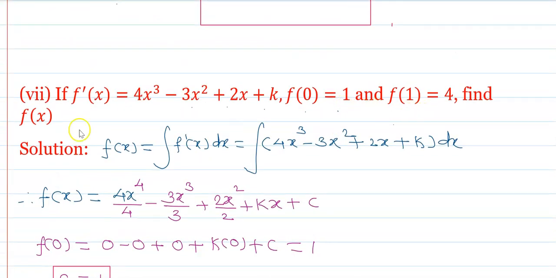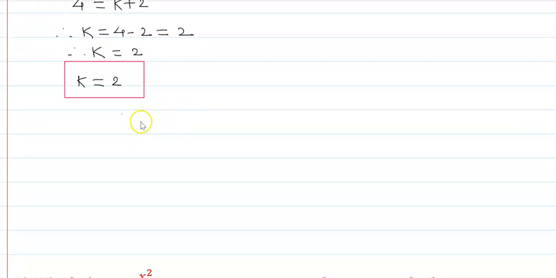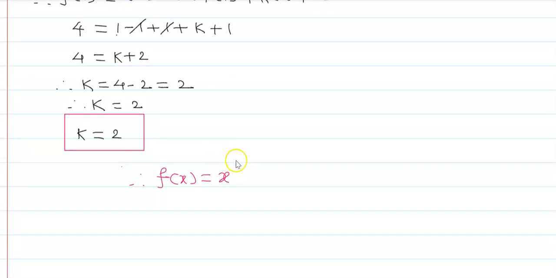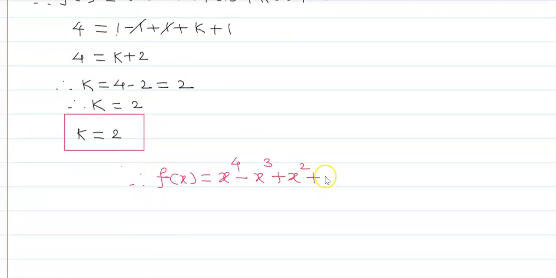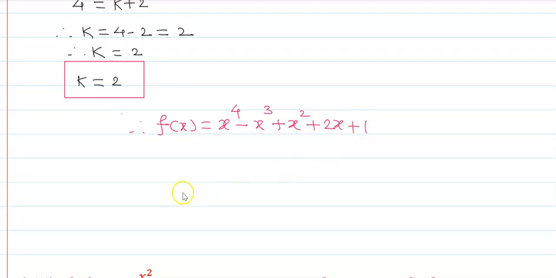Now we want to find out f of x. It means substitute the value of c, c is 1 and k is 2, in this equation. And therefore, f of x is equal to x raised to 4 minus x cube plus x square plus kx. The value of k is 2, that is 2x. Next, plus c means what? The value of c is 1. And therefore, the function is f of x is equal to x raised to 4 minus x cube plus x square plus 2x plus 1 in this way. Now, this is the answer.